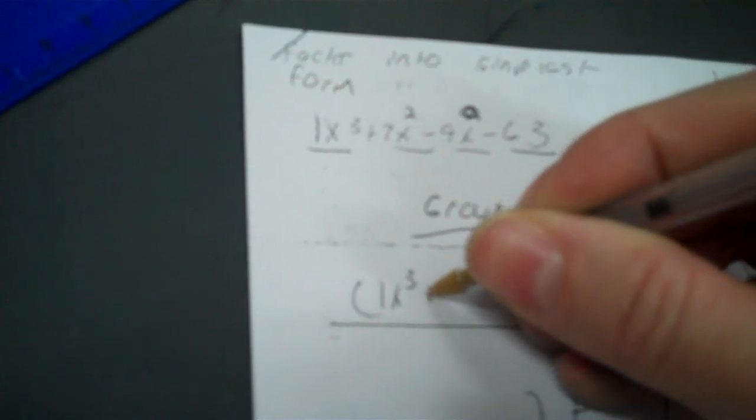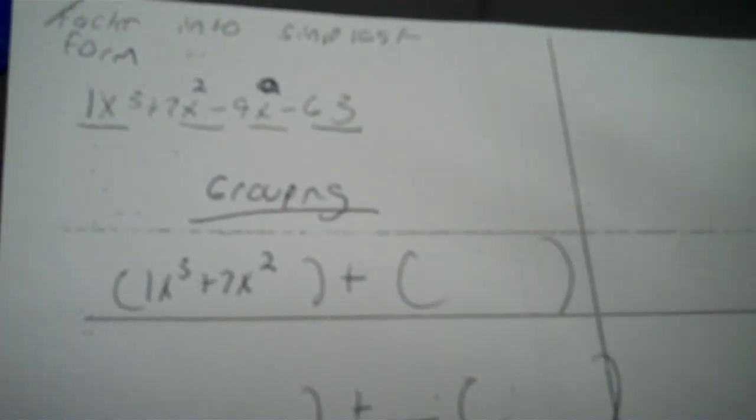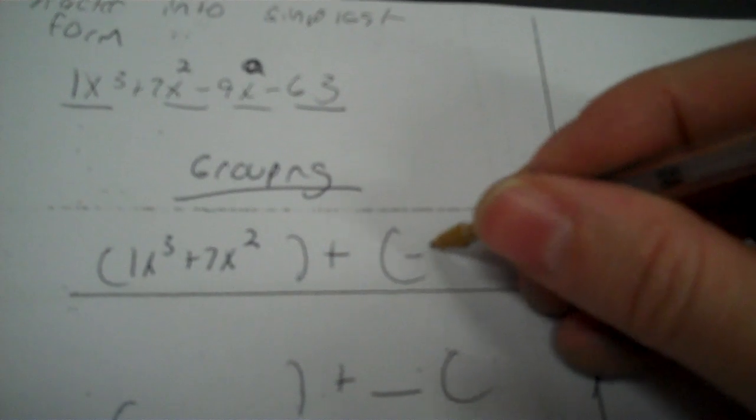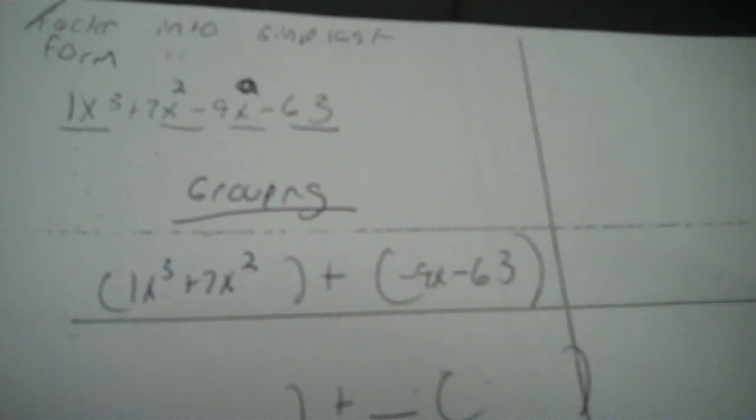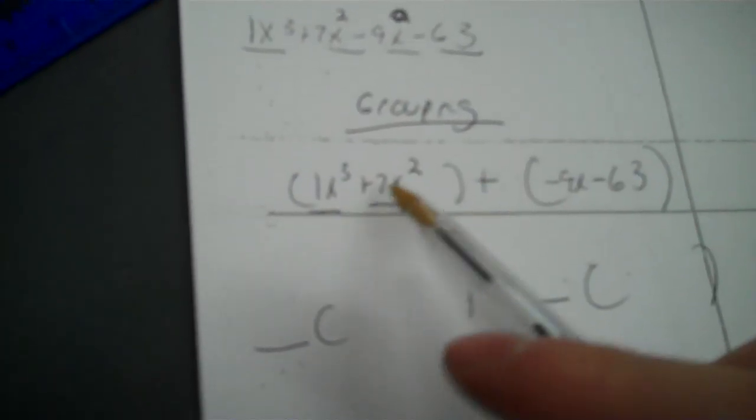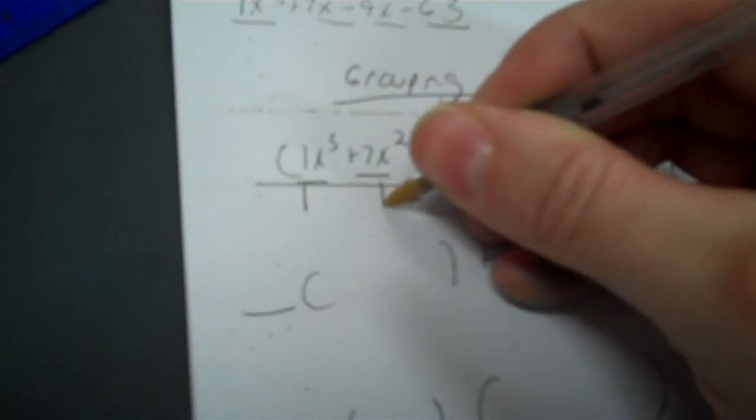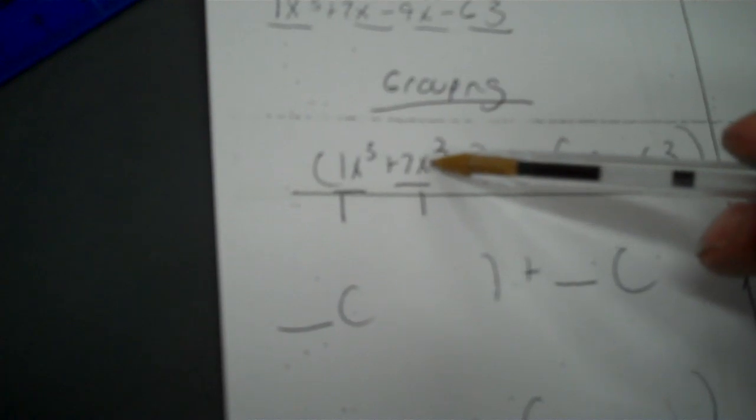First step's easy. You just put your 1x to the third with your 7x to the second. In the second one, you're going to put your -9x with your minus 63. Now you're going to underline these right here first, and find the greatest common factor you can divide by. 1 and 7 are just in the first row, but I'm going to put 1 down because they both have x's, so I take the x second from the end. It's not just x, it's x second.